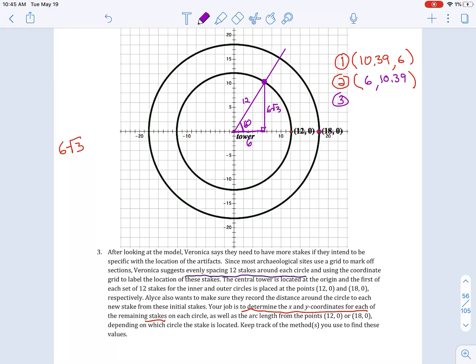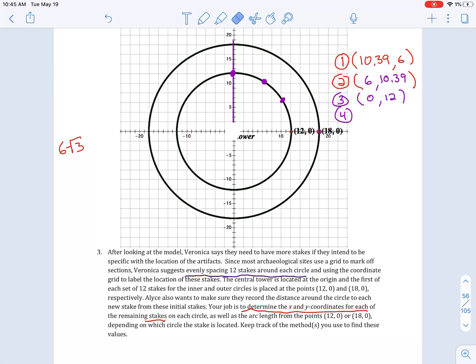All right, so far we have stake 1 was 10.39 and 6 up. Stake 2 was 6 over and 10.39 up. So our next stake, remember each one's 30, so it's like 30, 30, and 30. It's straight up at 90, right? It's right up there. So that is 0 over and 12 up. Okay, now we got to start talking about stake 4.